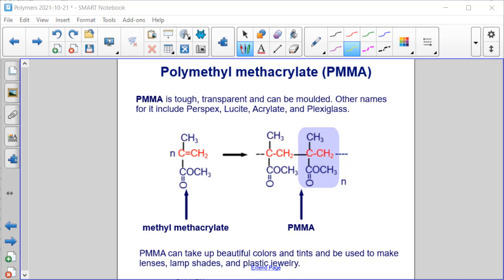It is made up of methyl methacrylate monomers that include this carbon-carbon double bond here in red. Some catalyzing event will break that bond, form a single bond to another unit of the monomer, and repeat over and over and over so that we get the polymethyl methacrylate, or PMMA. PMMA can take up beautiful colors and tints and be used to make lenses, lampshades, and plastic jewelry.